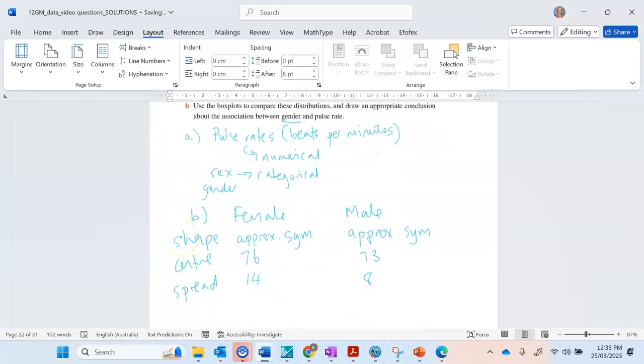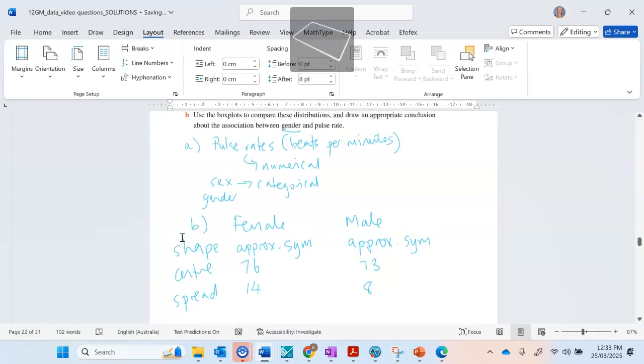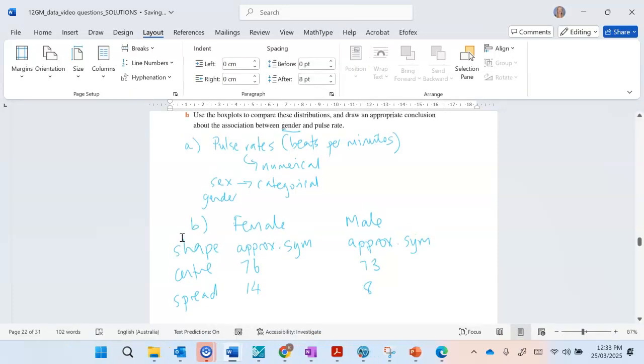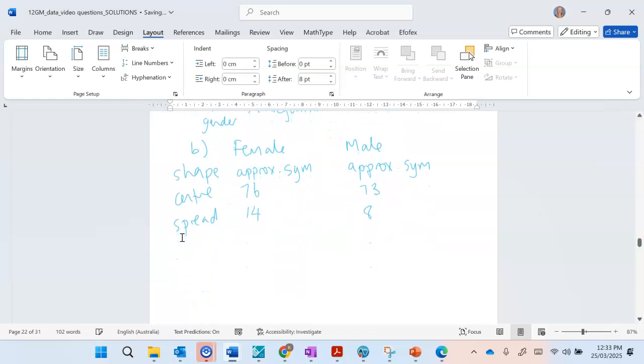All right, I'm just going to fold my laptop over while I do a bit more writing because it's a bit hard to write on the screen. So we're going to draw an appropriate conclusion. So when we're comparing, all right, we can make comparisons.